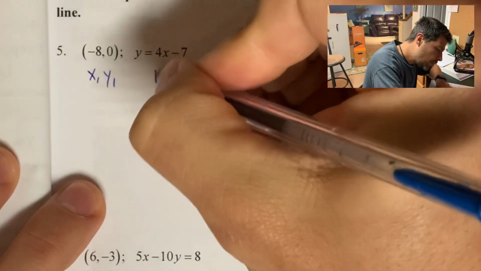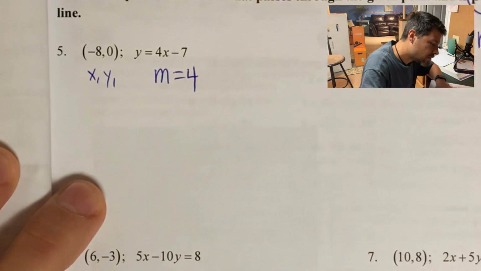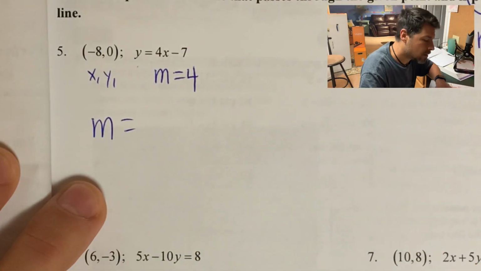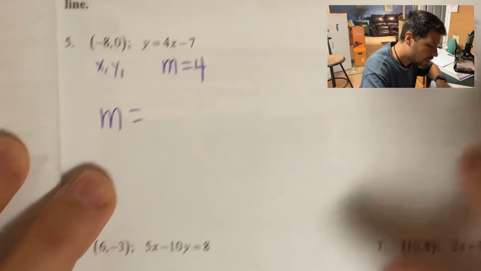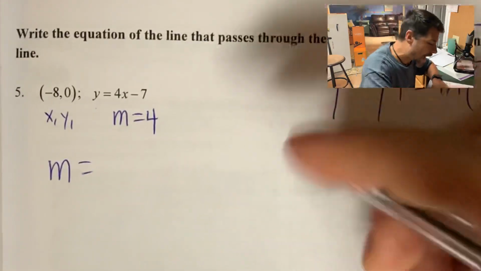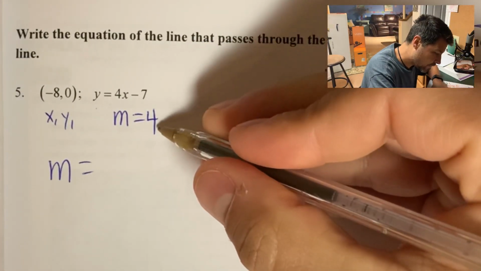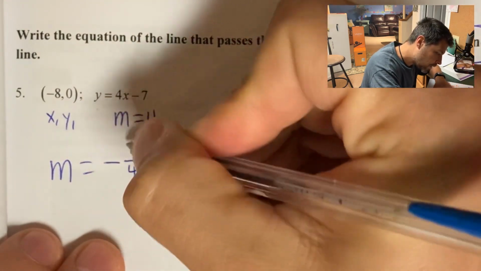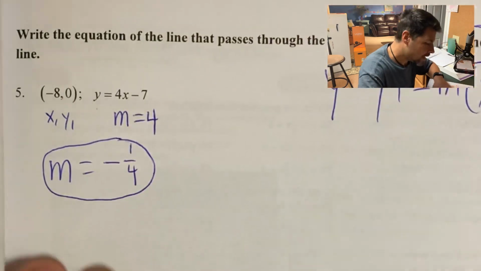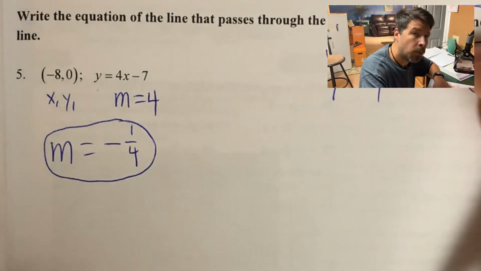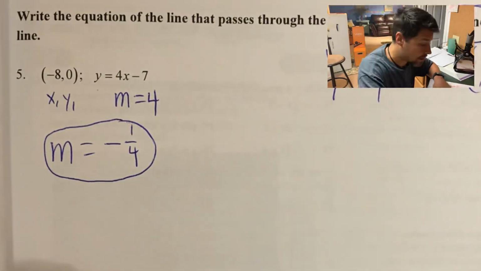Now, the slope of the line that we have is 4, because this is y equals mx plus b. But what is the slope of the line that we want? We want it to be perpendicular, and perpendicular is opposite reciprocal. So the opposite of 4 is negative 4, and the reciprocal of 4 is 1/4. So the slope of the line that we want is negative 1/4. Whenever we're looking for a perpendicular slope, we have to take the opposite reciprocal to find it.